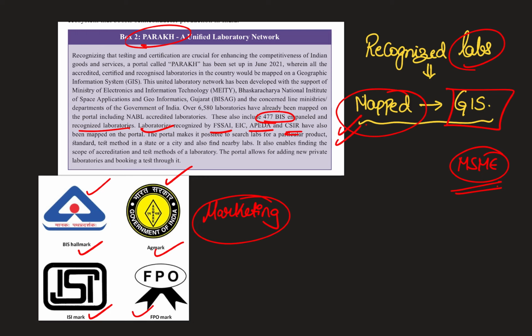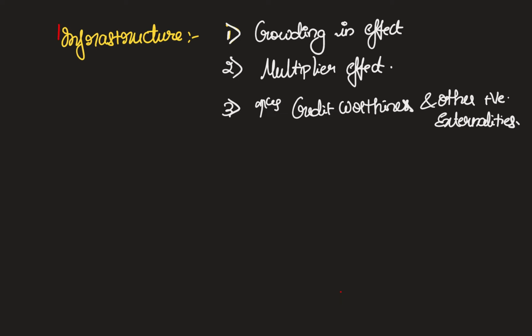So it will definitely improve the export competitiveness of our products. The second part of the chapter is talking about the infrastructure. Now, what is infrastructure and why is it important in an economy? We have discussed in the National Monetization Pipeline video, but I'll briefly sum it up again. You can also watch that video. I'll be putting it in the description box.